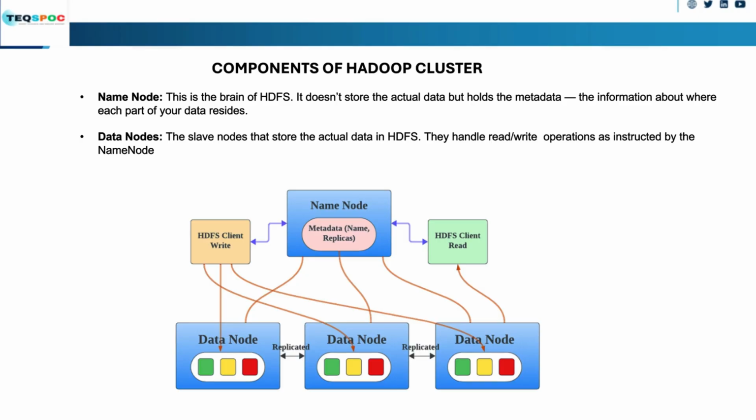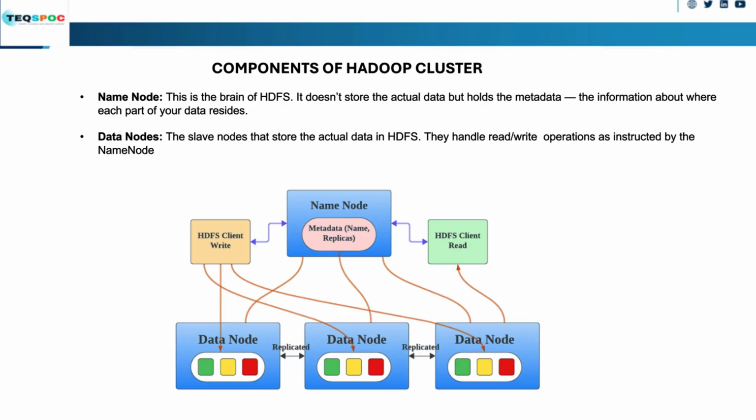Now there are primarily two kinds of nodes that consist in the Hadoop cluster. One being the name node, the other one is the data node. NameNode is the brain of HDFS. It doesn't store the actual data but holds the metadata, the information about where each part of your data resides. The slave nodes, on the other hand, store the actual data in HDFS. They handle read-write operations as instructed by the name node.